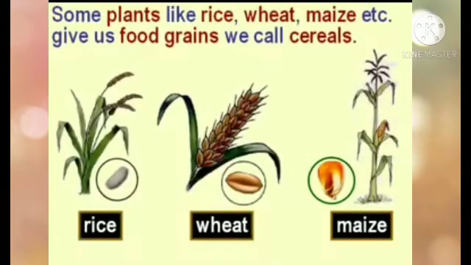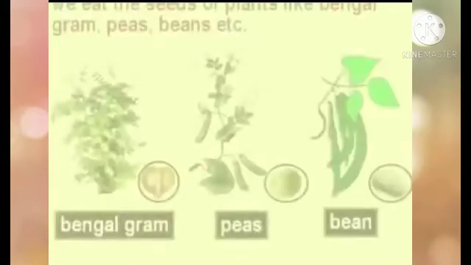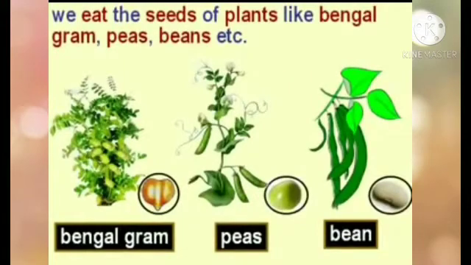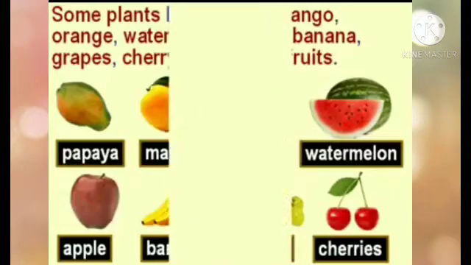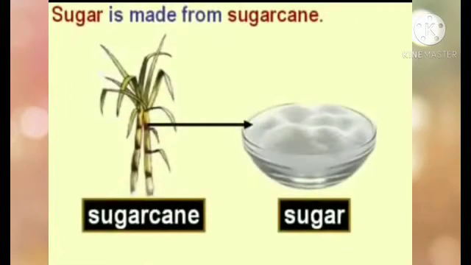Some plants like rice, wheat and maize give us food grains we call cereals. We eat seeds of plants like Bengal gram, peas and beans. Some plants give us fruits like papaya, mango, orange, watermelon, apple, banana, grapes and cherry. We get sugar from sugarcane.